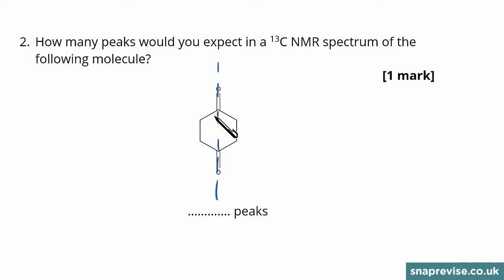So we can see that we could reflect it across the middle here and it would be exactly the same, but we can also reflect it across this horizontal line of symmetry. So we'll tackle these lines of symmetry one at a time to see how many environments of carbon there are. If we just deal with this line of symmetry, we would have one here, one here. These ones would be the same because they're just a reflection of each other, and these ones would be the same because they're just a reflection of each other.